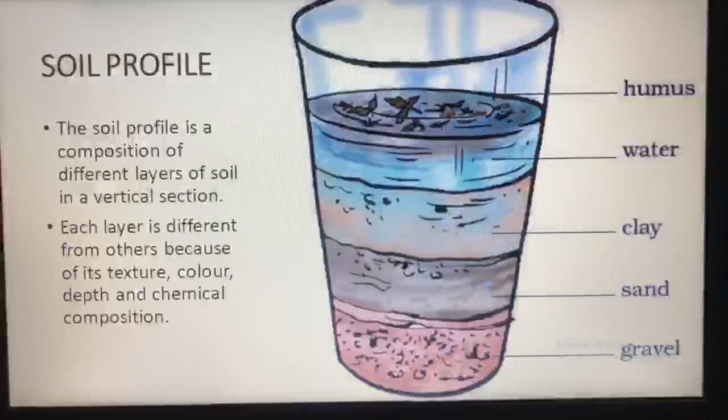Then we had studied about the soil profile. So what is soil profile? The soil profile is a composition of different layers of soil in the vertical section. Each layer is different from the other because of its texture, color, depth and the chemical composition. So here you can see the first layer is humus, second one is water, third one is clay, fourth one is sand and the last one is gravel.